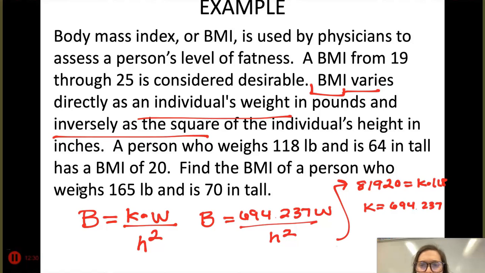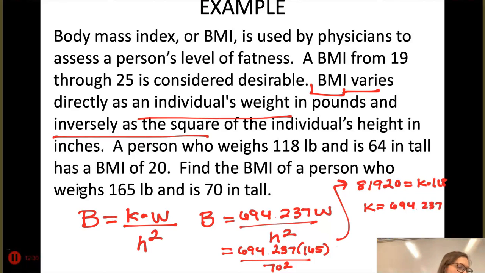Our height is in inches. And then we're finding the BMI for weight 165 and height 70. So 694.237, weight is 165, height is 70 inches. So let's figure this out: times 165 divided by 70 squared gets me a BMI of about 23.4. That would be my BMI score.